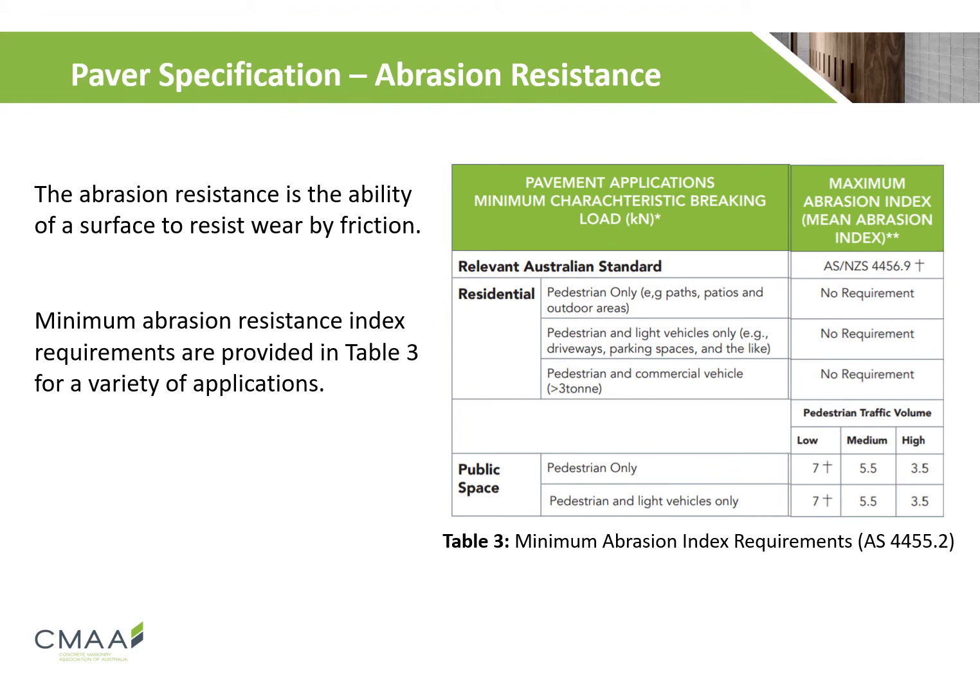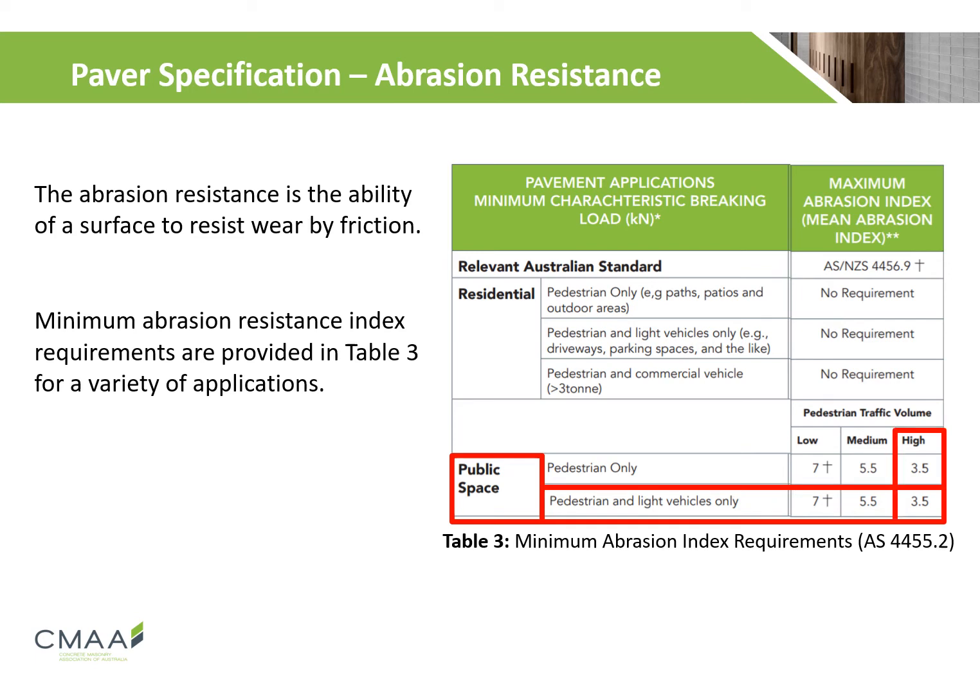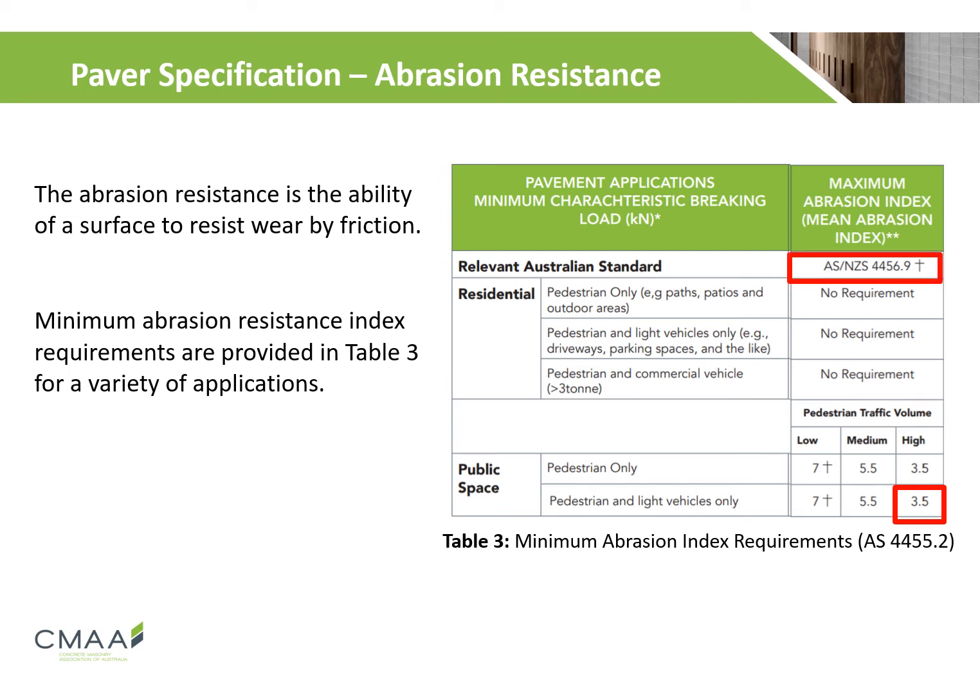The abrasion resistance is the ability of a surface to resist wear by friction. Australian New Zealand Standard 4455.2 specifies the maximum allowable abrasion index values for various pavement applications. An excerpt from this standard is provided in Table 3. In our example, we are designing for a public space pavement subjected to both pedestrian and light vehicle movements. We have a high pedestrian volume, so the maximum abrasion index value for our paving unit is 3.5. This would be tested using Australian New Zealand Standard 4456.9.